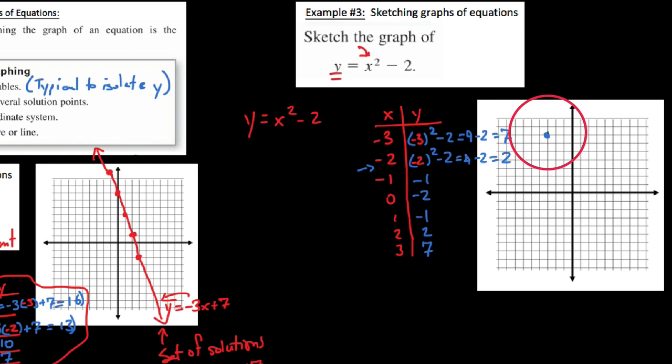So we'd have a point here, left 2, up 2. So negative 2, positive 2, negative 1, negative 1. So negative 1, negative 1 would be down here. 0, negative 2 would be here, and then we start to see this level of symmetry here. 1, negative 1, 2, comma 2, and then 3, comma 7 here that occurs. And so what we get is actually this U-looking graph, and if you can think of the name of this graph, good for you. It does start with a P. So if you haven't thought of it yet, here we have a parabola.